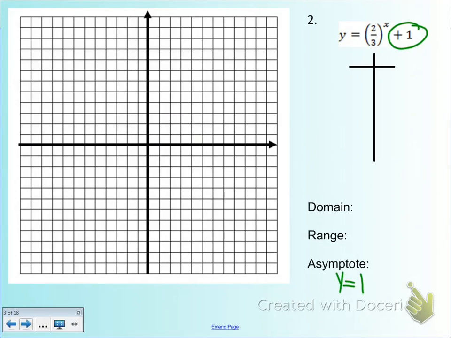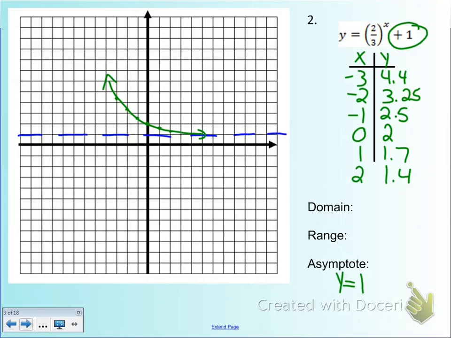Okay, now give this one a try again. Plug it into your graphing calculator. Come back for the solution. Okay, this is the graph and the XY chart you should end up with.